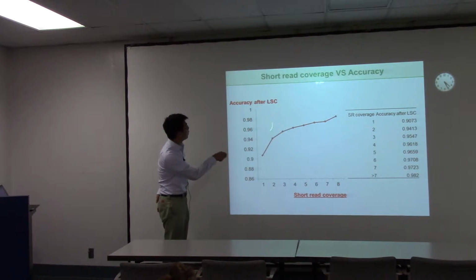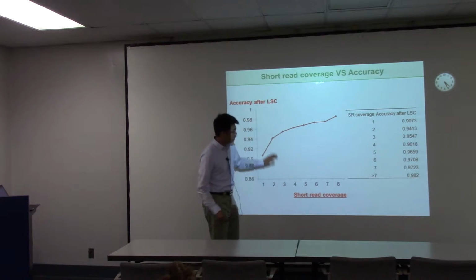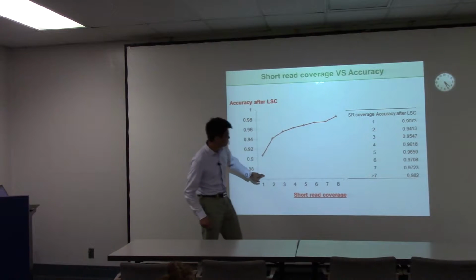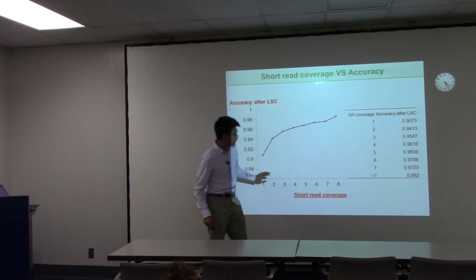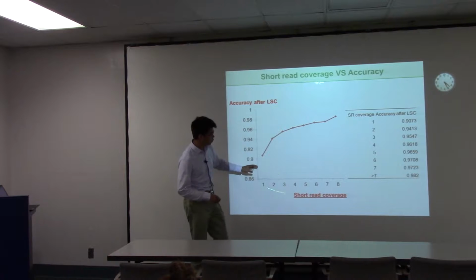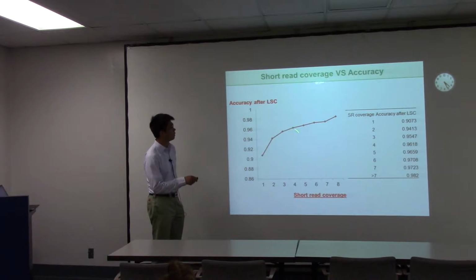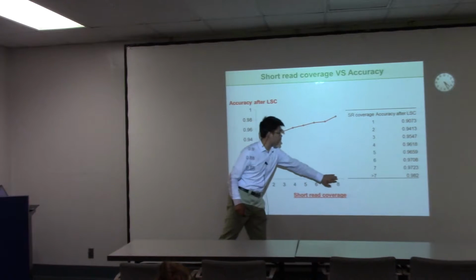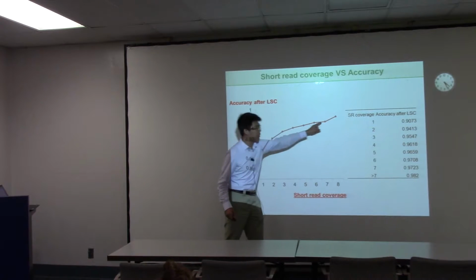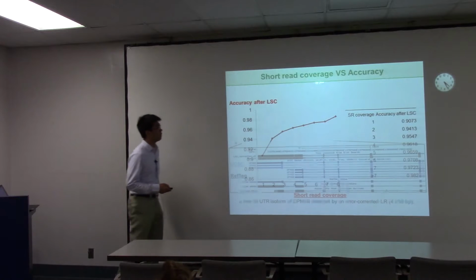Very good question. Here I show you the performance of the error correction with respect to the coverage. You will see that the more short reads covering a position, the better accuracy you will have. When you have more than 8 reads covering a position, the error rate comes down to about 2% or even less than that.